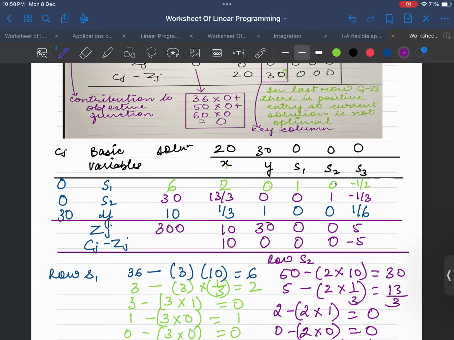We have not received the optimal solution. Why? Because a few of the values in Cj minus Zj are 0 and positive. Whichever is highest positive would be the entering variable, so x would be my entering variable, and this is my key column. I think it's clear. This is my key column. Now we will calculate the ratio.